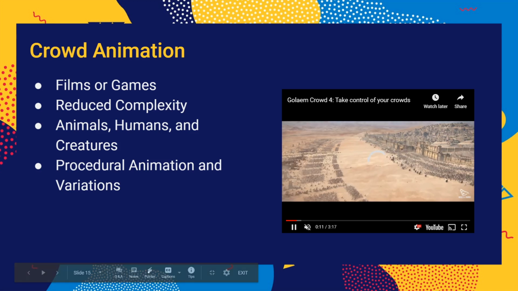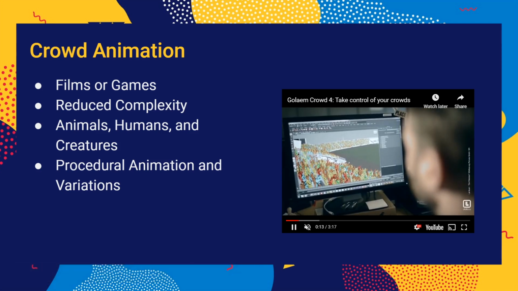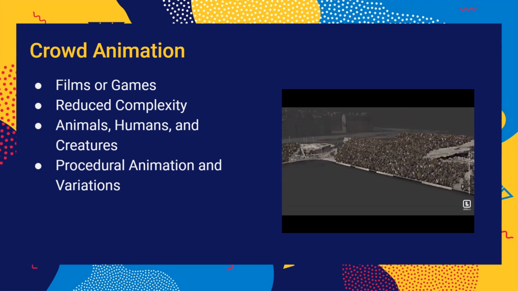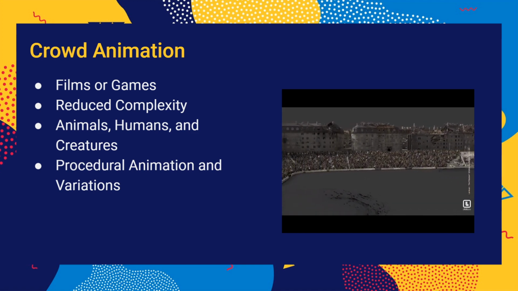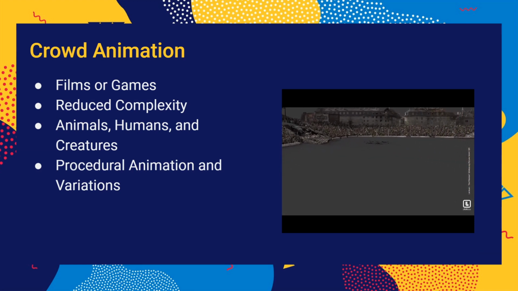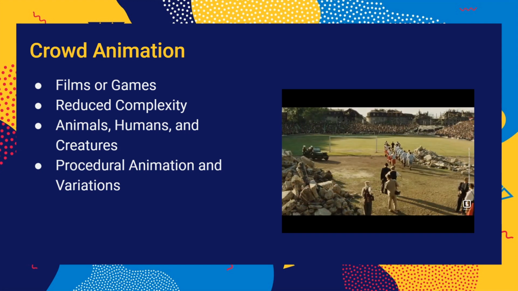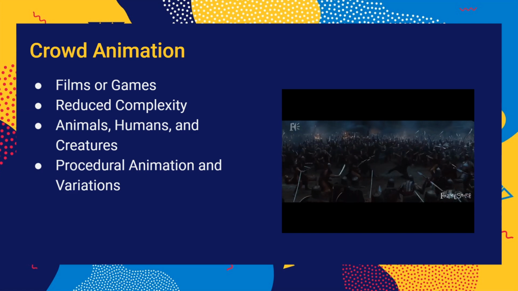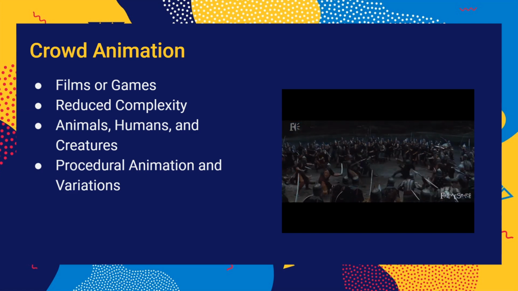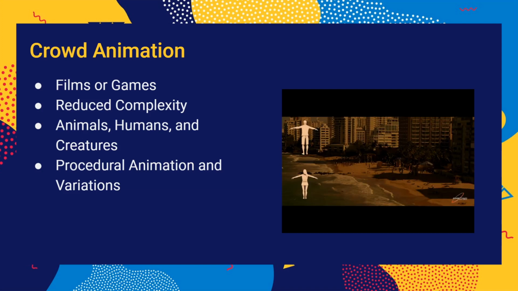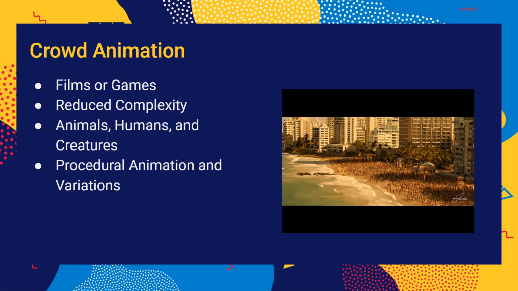Then we have crowd animation, which could be used in films or games, and you'll have a few different cycle animations that are implemented within the crowd. It reduces the complexity by not having to animate every single character within a crowd. It can be done for animals, humans, and creatures, and it utilizes procedural animation and variations to make it feel like there's a lot more differences throughout the crowd. And if you go into animation, you'll actually have a crowd animation course. So that'll be fun.